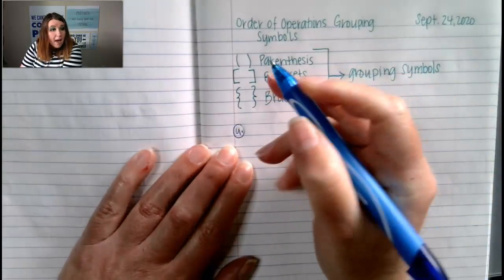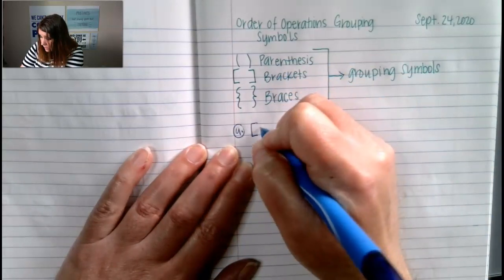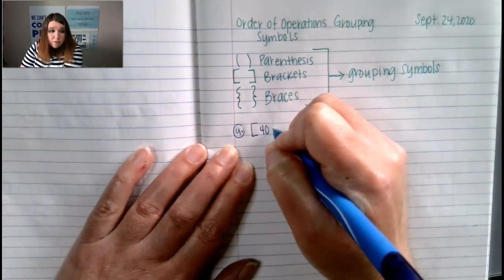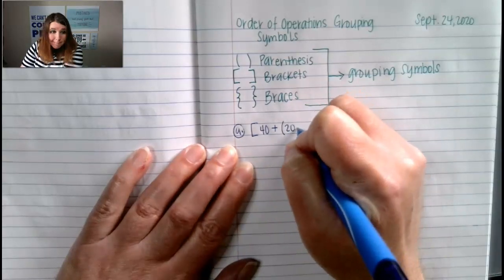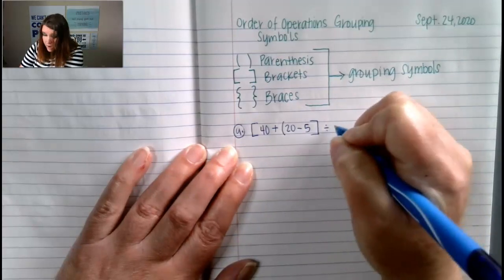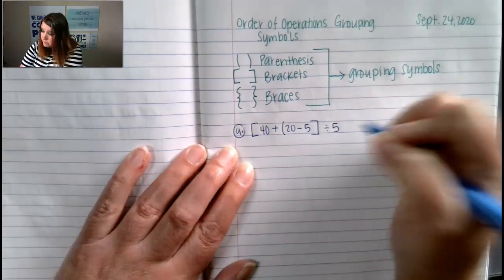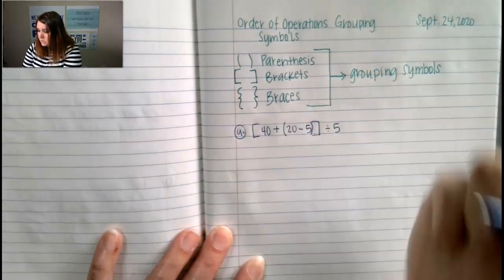We have 40, and we're going to do a bracket. Inside our bracket, we have 40 plus a parentheses 20 minus 5, another bracket, divided by 5. So this is one problem. I forgot the other parentheses right there.